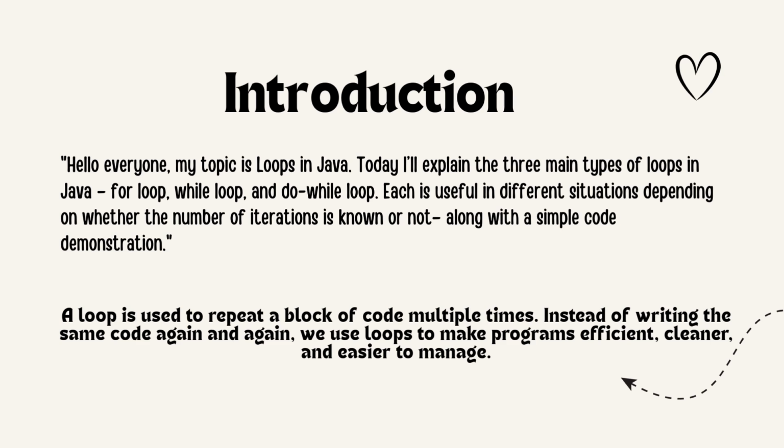A loop is a programming construct that allows us to repeat a block of code multiple times. Instead of writing the same statement again and again, we use loops to make our programs shorter, cleaner, and more efficient. In Java, the three main types of loops are the for loop, the while loop, and the do while loop. Each one is useful depending on whether the number of repetitions is known or condition-based.